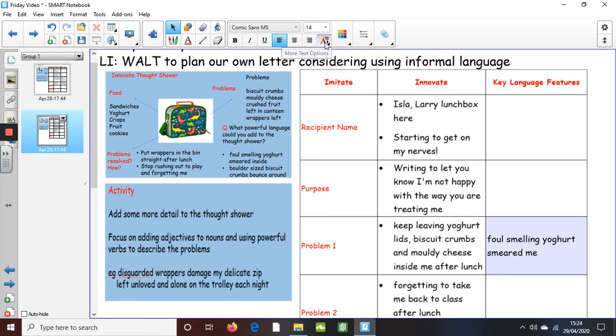This might be the way how the yogurt has leaked inside. Foul-smelling yogurt smeared inside. That might be about the yogurt. What else could we think about? We could look at the biscuits, maybe crumbs in there as well. Maybe some adjectives and some powerful verbs that we could use when we write our sentence. Maybe this could be boulder-sized biscuit crumbs. So large, very large biscuit crumbs, boulder-sized biscuit crumbs.